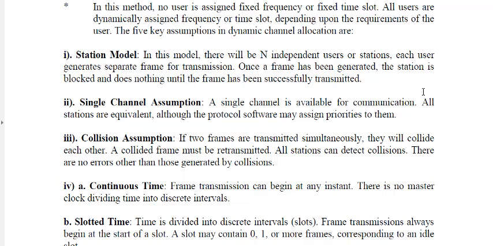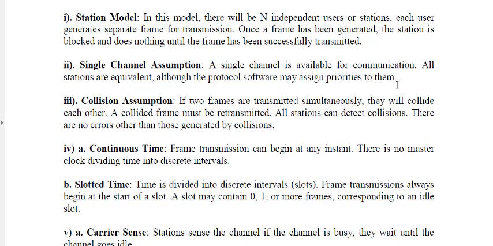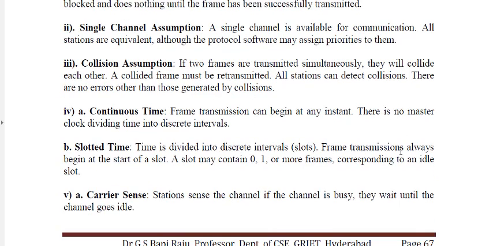Then comes continuous time and slotted time. In this fourth assumption, continuous time means there is no master clock dividing time into discrete intervals, so transmission can happen at any time. Any station can start transmission at any instant. But when it comes to slotted time, there are slots, and only at the beginning of a slot should the station transmit the frame. That is the difference between continuous time and slotted time.